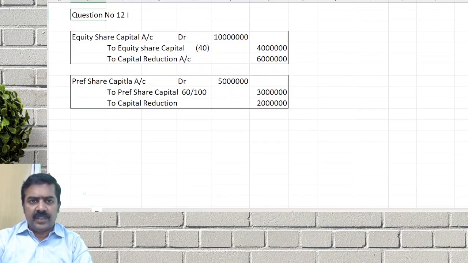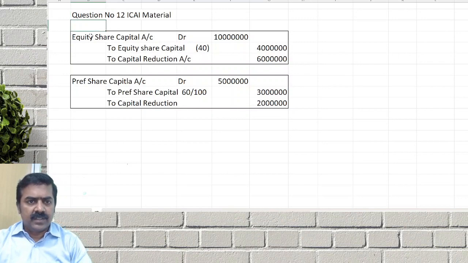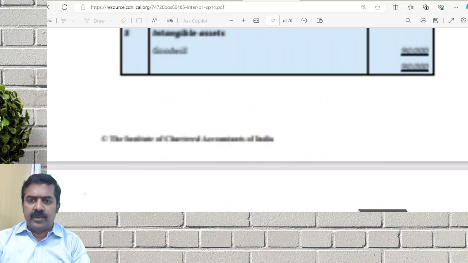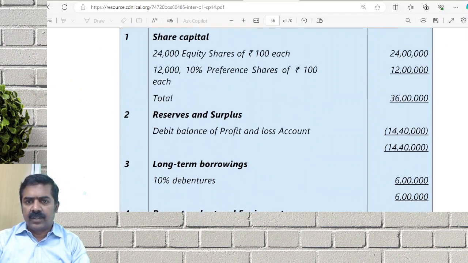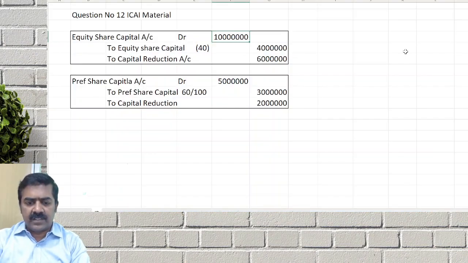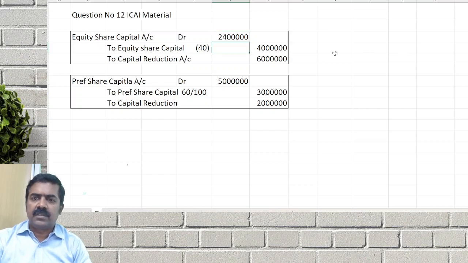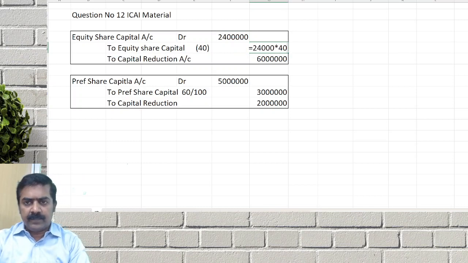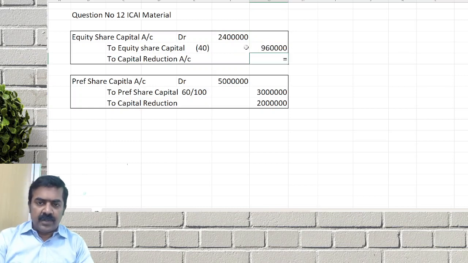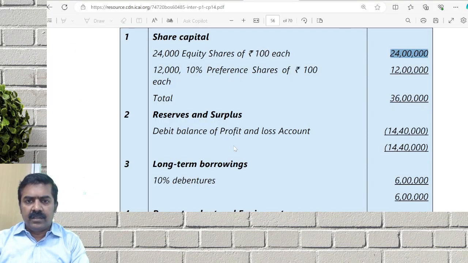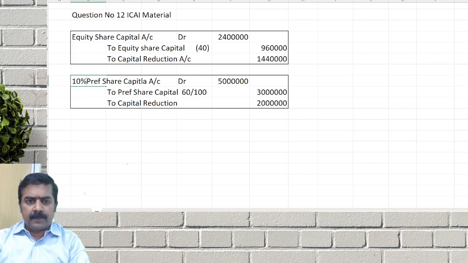Question number 12 of ICAI material. Equity share capital account. What is the old equity share capital? 24,000 into 100, 24 lakhs. It is reduced to 40 each. 24,000 into 40. Balance will go to capital reduction. Preference share capital, 10% preference share capital. What is the old balance? 12 lakhs. It is reduced to 75 by 100.